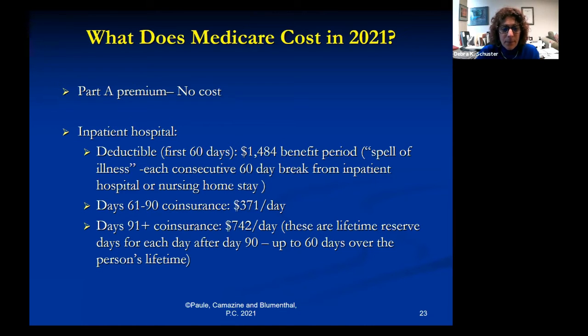There is a coinsurance amount per day for days 61 to 90 of inpatient hospitalization, and that's $371 a day. For periods of inpatient hospitalization of 91 days or more, these are called lifetime reserve days. And there's only a bank of up to 60 days for someone's lifetime. And the coinsurance amount for your lifetime reserve days is $742 a day. So this can really become extremely costly.